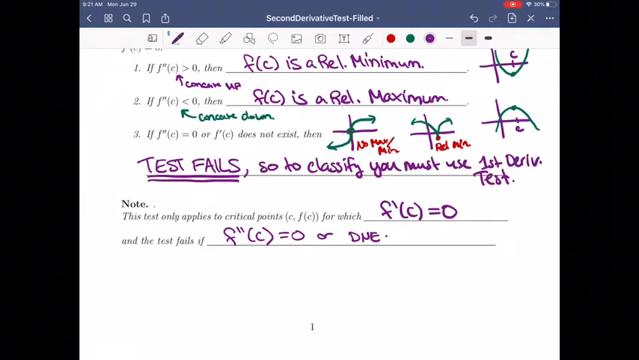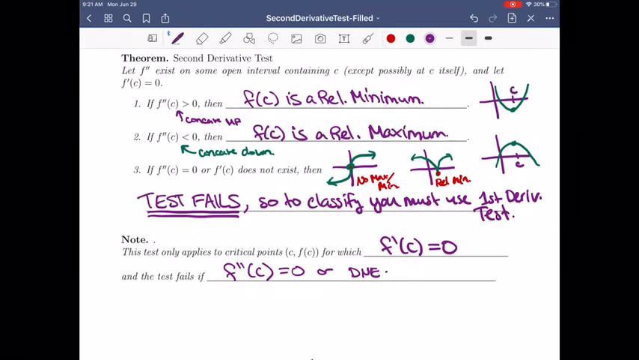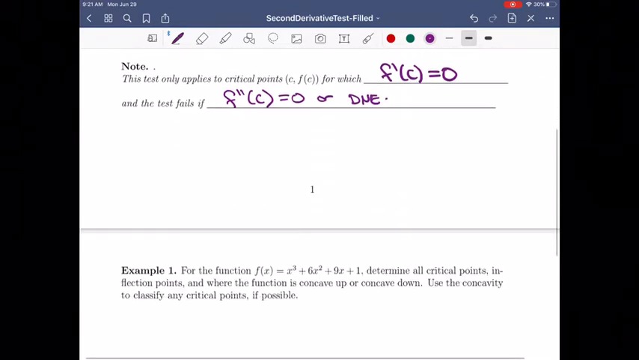Then it was sort of pointless. It was a waste of time. It told you nothing. Because of that, this test is not used so often, but it can be a lot faster. So let's just do an example.